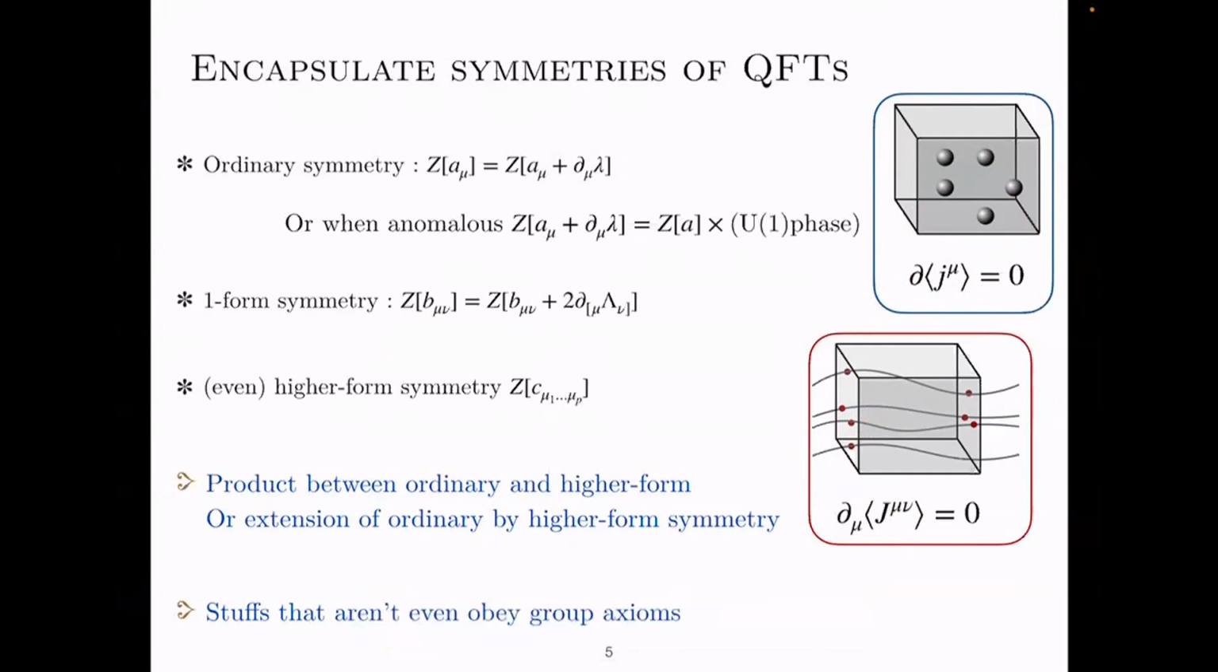Okay, but this is apparently not everything in the story. You can have more interesting stuff, like a product of the ordinary and the higher form symmetry, or you can use one to extend another, making an anomaly of these two. And you can also have even crazier stuff that does not obey group axioms. For example, for those of you who know about fusion categories in topological field theory, or 6J symbols and that kind of stuff. So there is a plethora of symmetries that are richer than just translation and the conserved charge in your system.